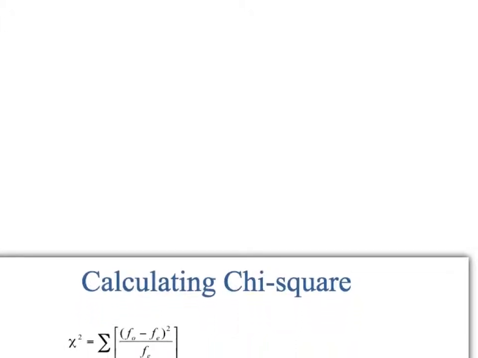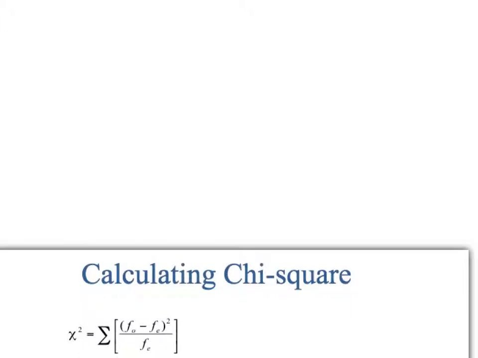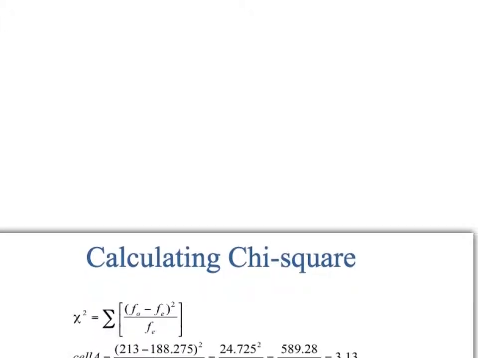Okay, so now that we have calculated our expected frequencies, we can calculate our chi-square. And so we are going to put into our equation. So our equation here is chi-square equals the sum of the observed frequency minus the expected frequency squared divided by the expected frequency. We're going to do that for each of our cells, and then we're going to add them up because that's telling us to sum. So let's start with cell A.